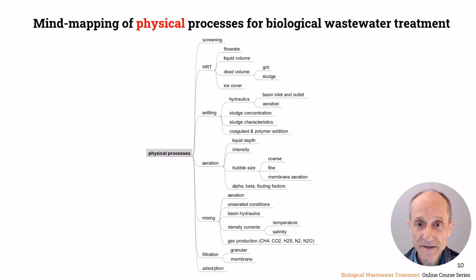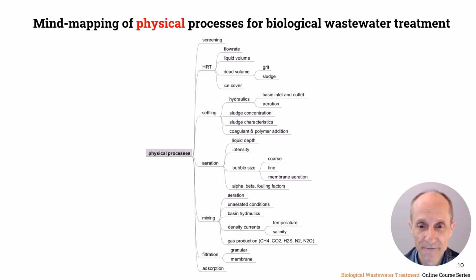Mind mapping of physical processes for biological wastewater treatment allows us to divide them into the following categories, among others that you could add to this list, such as screening to remove coarse material, hydraulic retention time to provide the required reaction time in the various reactors, with a number of factors to consider, such as flow rate, liquid volume, dead volume, notably due to grit and sludge accumulation, and ice cover if applicable.